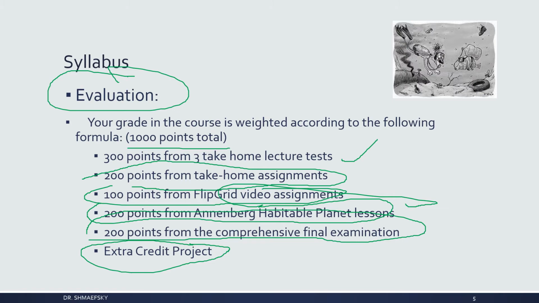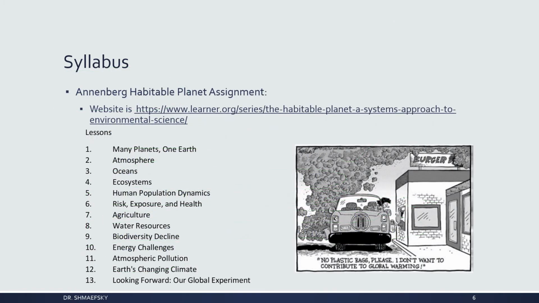Now, I do want to clarify the Habitable Planet assignments, because this is a very crucial assignment, because it's going to give you a lot of the information in a way that I can't give it to you, and it's going to cite some great research studies and look at the issues behind it, including ethics or applications. This is the website for it. You do have a hyperlink in D2L for that, and you can just look at that on your own.